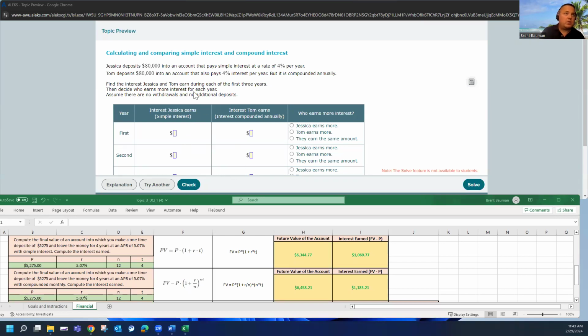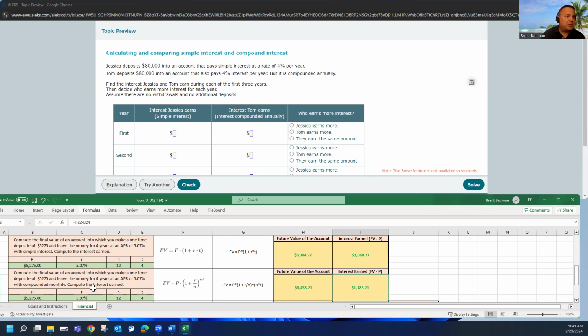In this DQ, we're comparing simple interest and compound interest. Remember back in our previous DQ, we worked with our simple interest formula and our compound interest formula. We have the value of the account and the interest earned. These are already done, so we should just be able to modify what we're working with for our P, R, N, and T. Everything should update since we have it set up with cell references. So let's see how this works.